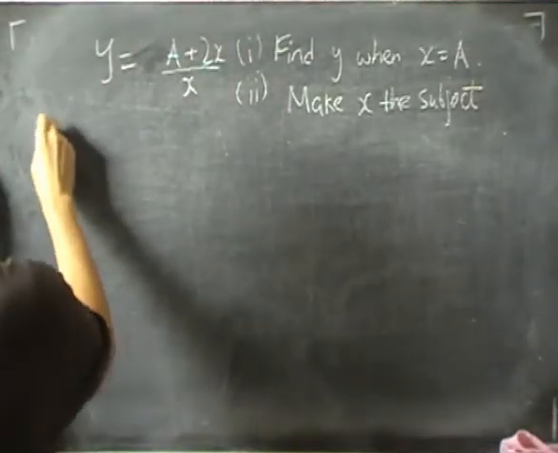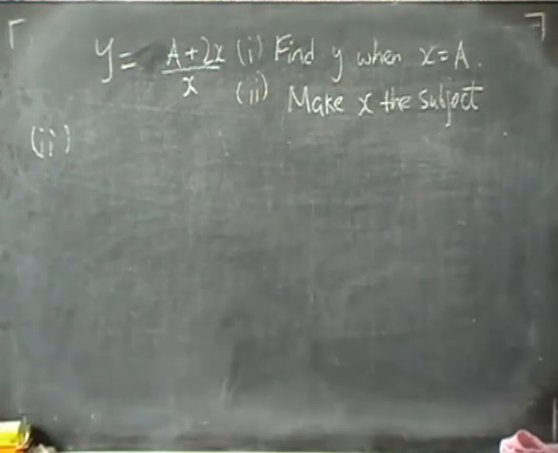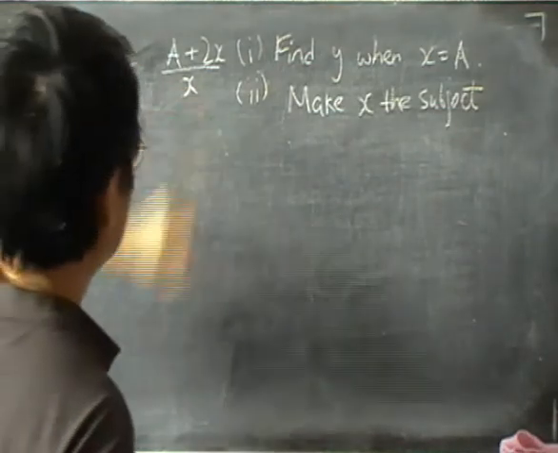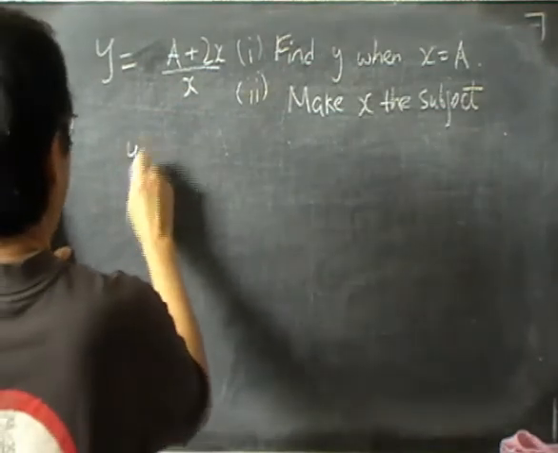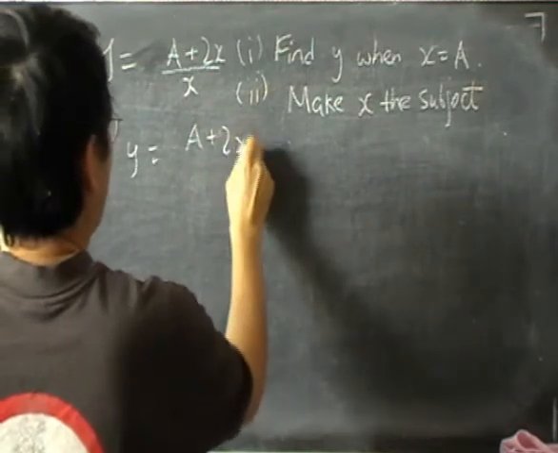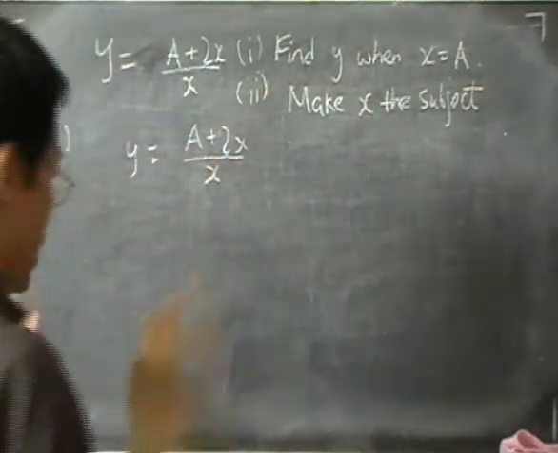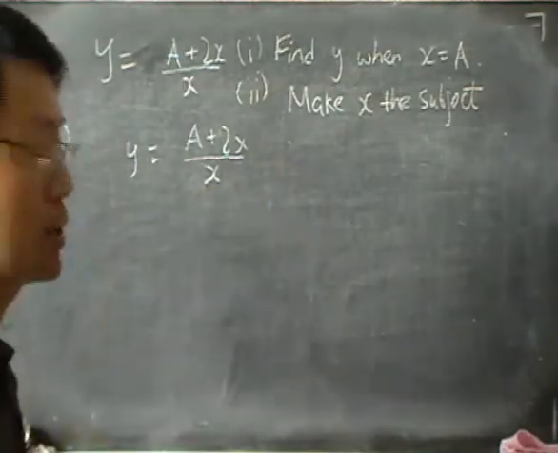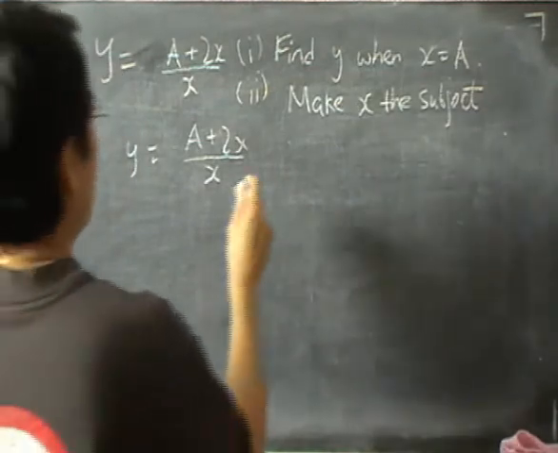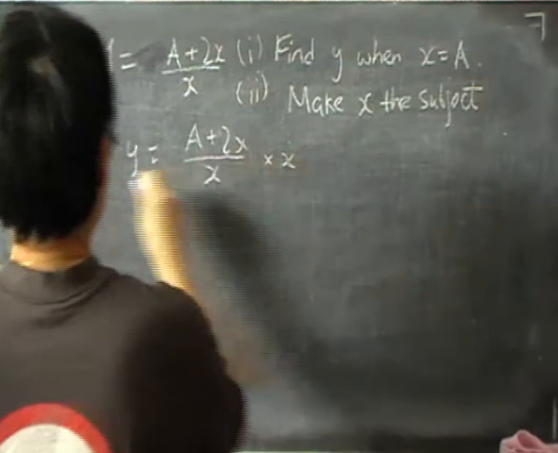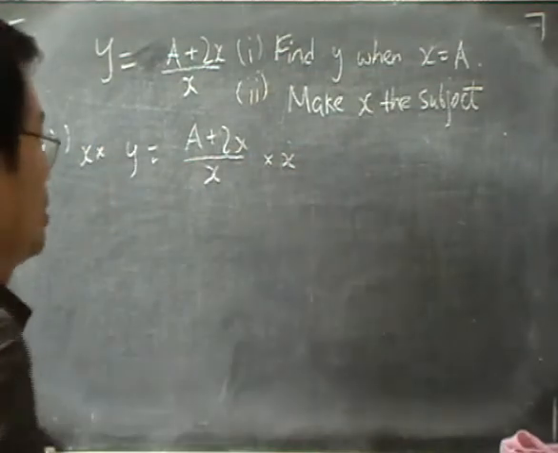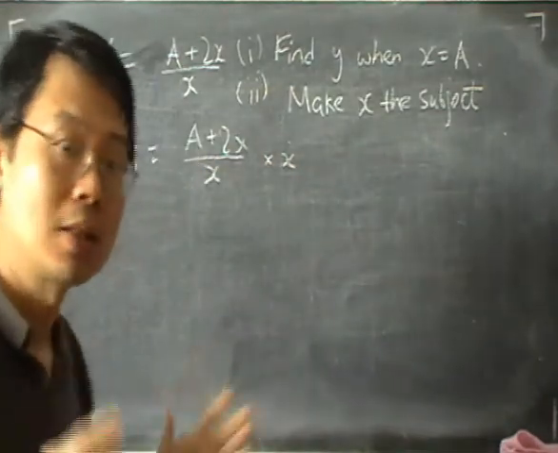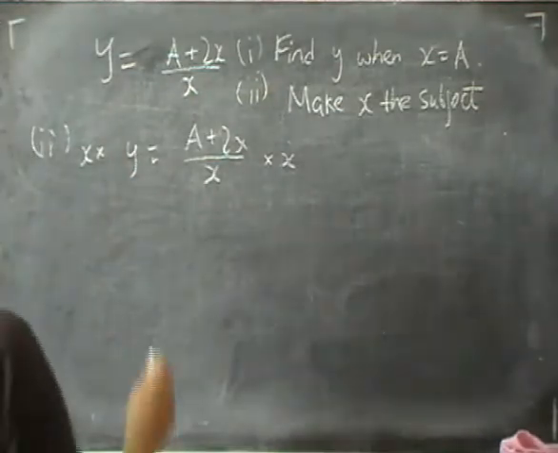Part 2 again. Starting from this equation, I want to get rid of the denominator. But the way to get rid of a denominator is to multiply both sides by that denominator. So I would multiply this side by x and multiply that side by x. Remember, whatever I do to one side, I must do the same to the other side. Then left and right are still equal.